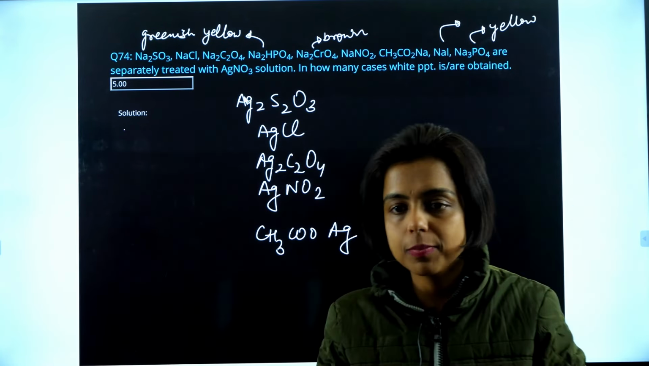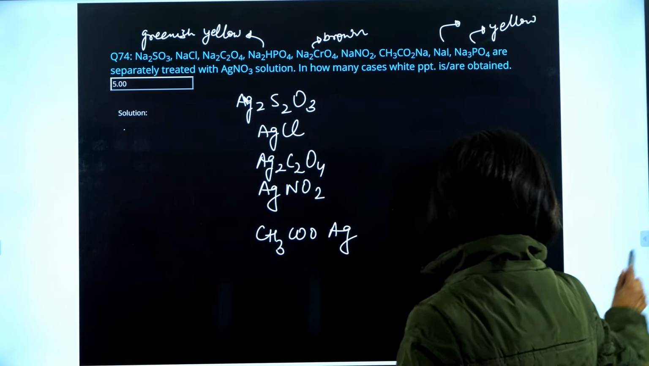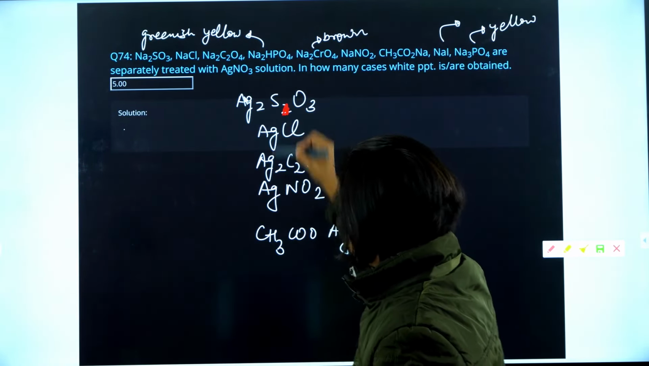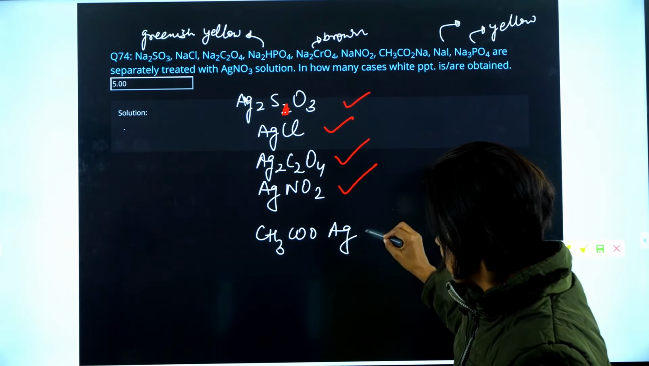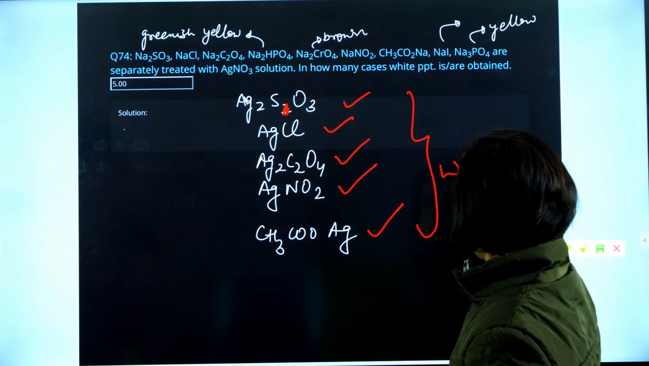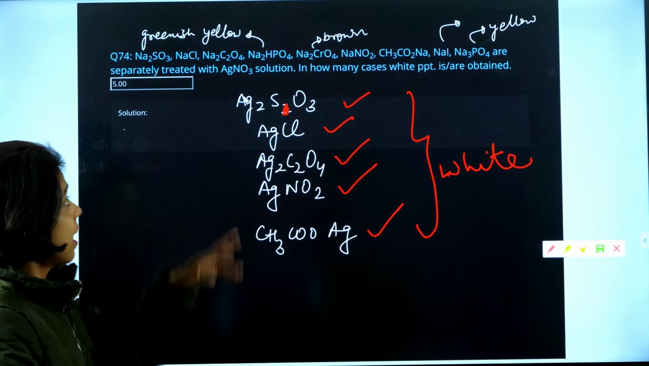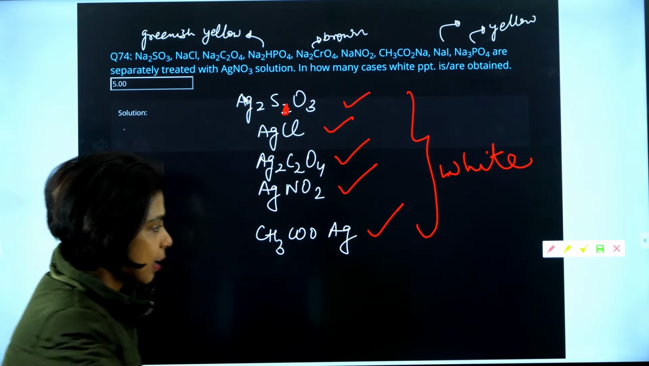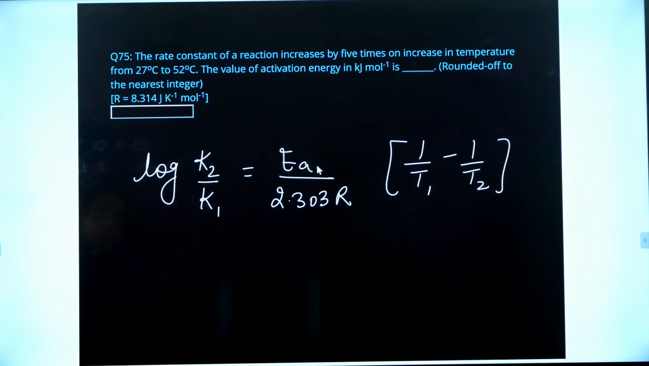The colors of the rest of the precipitates I have also written, so that if something else is asked, you can answer. Na2SO3 gives Ag2SO3, which is white, AgCl, Ag2C2O4 oxalate. These are all white in color, white precipitates. You can check and remember for the future if some question comes up. Okay, let's move on to the last one.